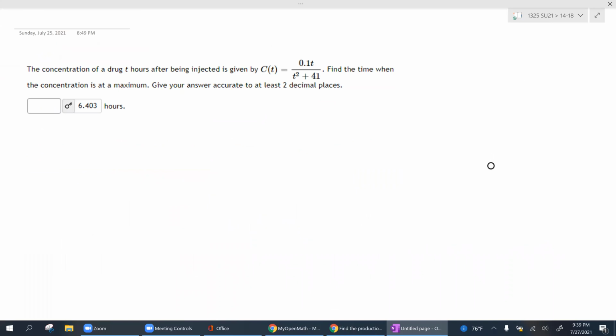How about here? The concentration of drug T hours after being injected is given by this function. Find the time when the concentration is a maximum. What would you do here? You would go ahead and derive. You have a rational function, so I would say we need to apply the quotient rule. You can do it your way.